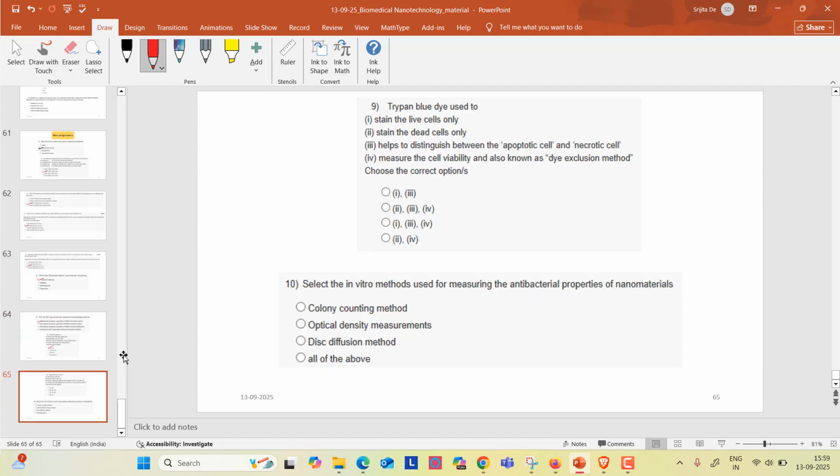Trypan blue dye is used to stain the live cells only, stain the dead cells only, helps to distinguish between the apoptotic cell and necrotic cell, measure the cell viability, and is also known as the dye exclusion method. So which options are correct about the trypan blue?